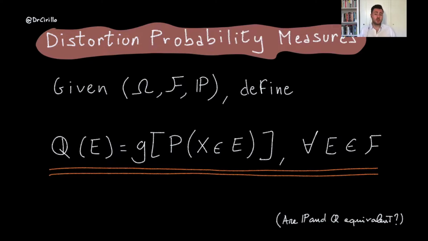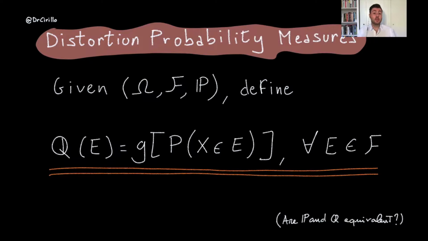Now, this number is a number between 0 and 1, so it can be the argument of my distortion function G. And actually, what happens is that if I apply G to the probability of E, what I get is, again, a number between 0 and 1, because it's a distortion function that I'm using. So what I can do is to define the probability Q of the event E as G applied to the probability P of the event E.